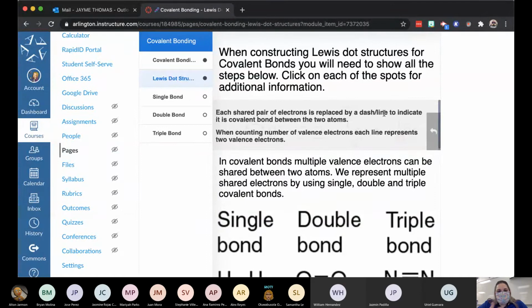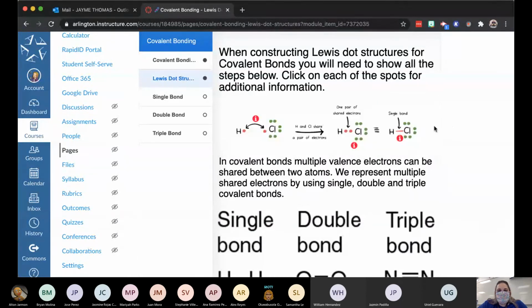In ionic, there were no lines connecting the atoms. We just transferred the electrons and then we drew the positive and negative ions separately. In this one, we are showing the sharing of electrons with a line, and it's connected to form a molecule. And this one says when you count the number of valence electrons, each line, you've got to remember, represents 2 valence electrons. So every bond line is a pair of electrons.